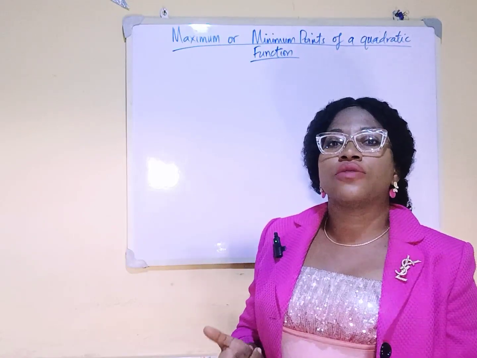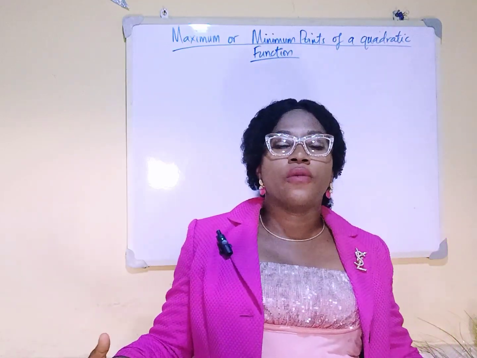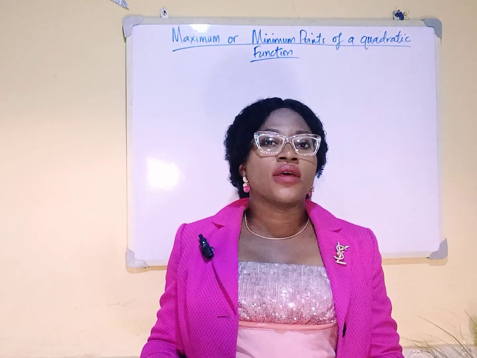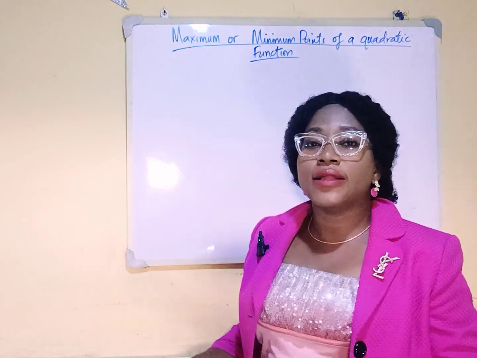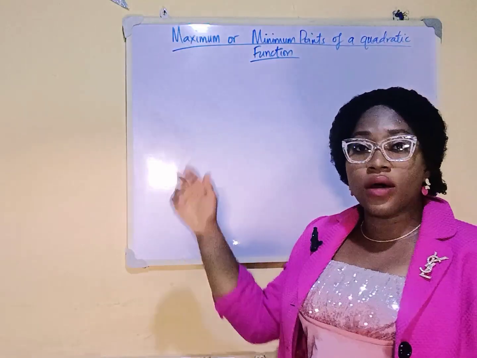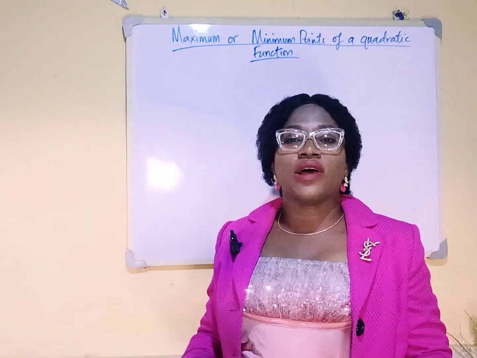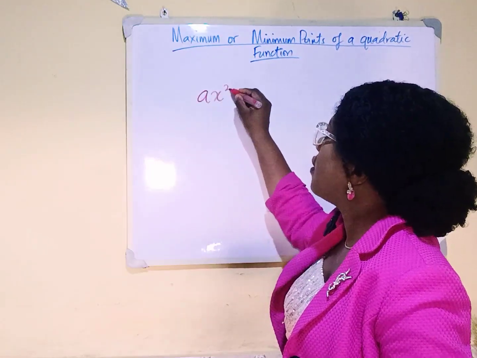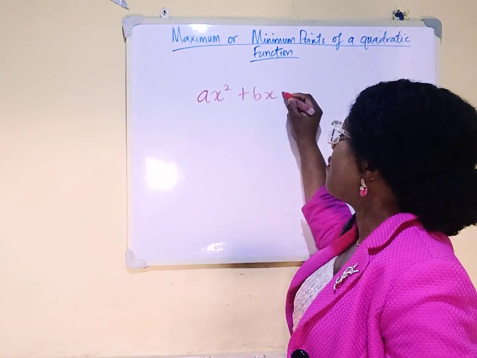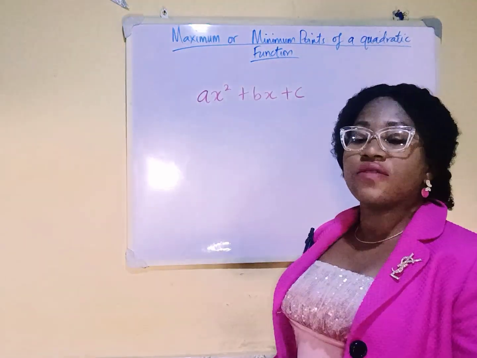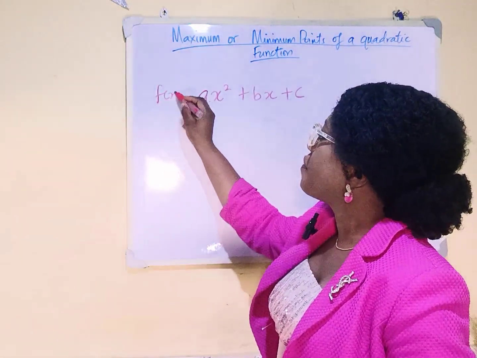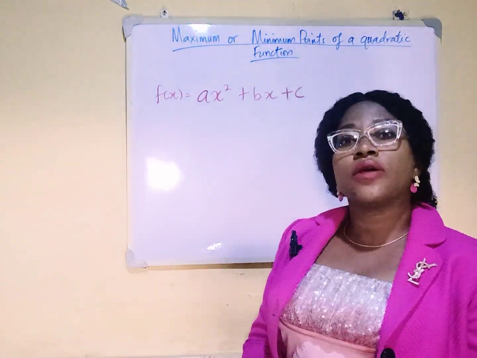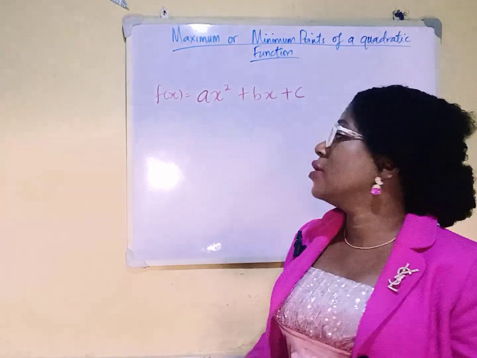The number one thing you need to know is if the domain of a quadratic function is unrestricted, then it can only have either the maximum or the minimum, but not both. Quadratic means that you have an equation of this form: ax squared plus bx plus c. This is a quadratic function. Now, the way the curve looks depends on A.